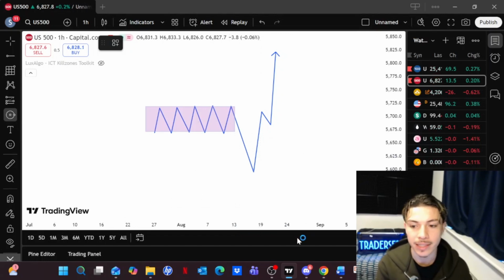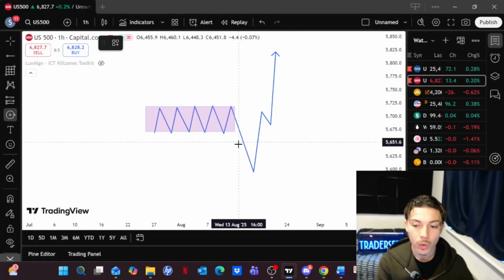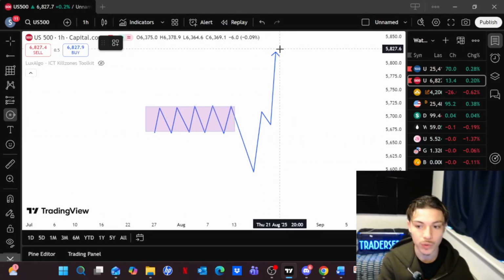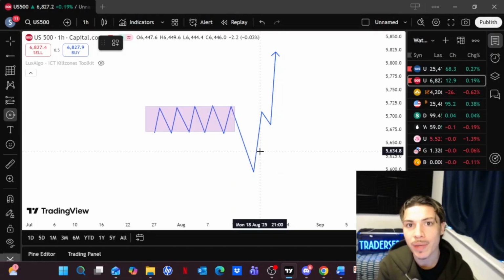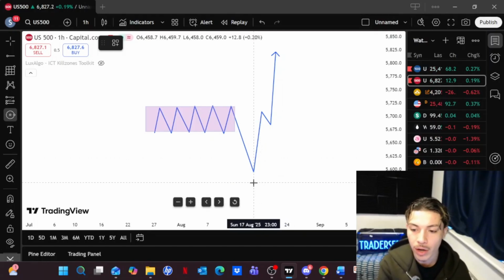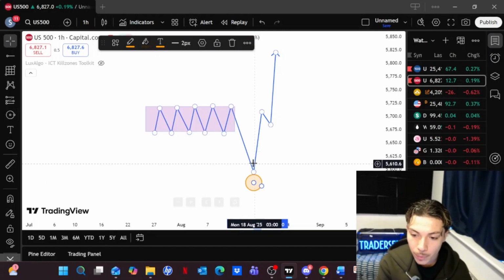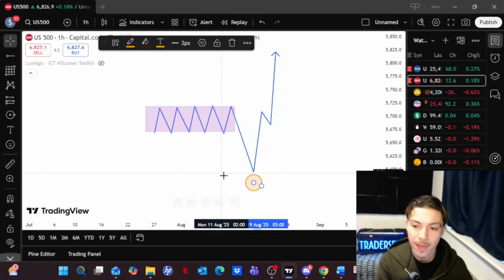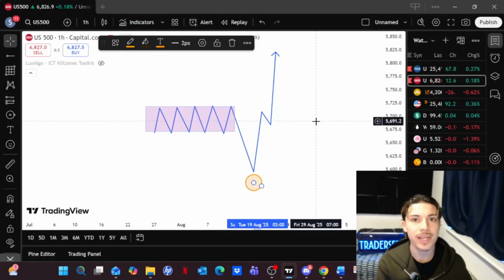And it's as simple as this. When we manipulate, we are going to typically get that reversal and that distribution once we manipulate into a key area. Once we manipulate into a key area and then show signs of a reversal. Now, what is a key area?